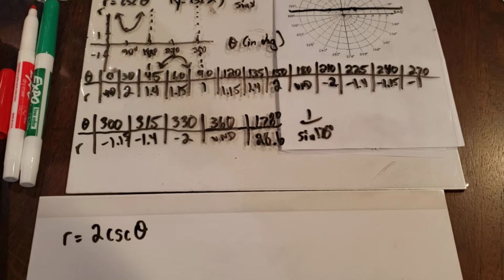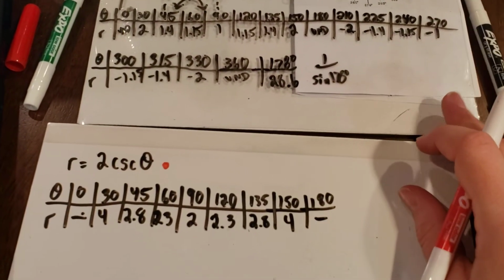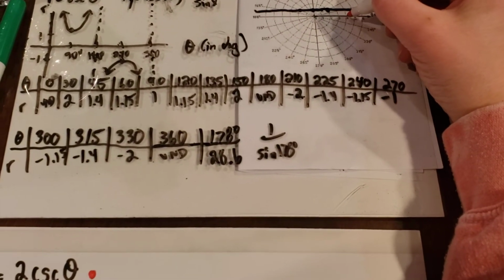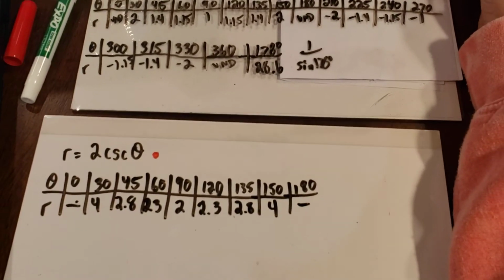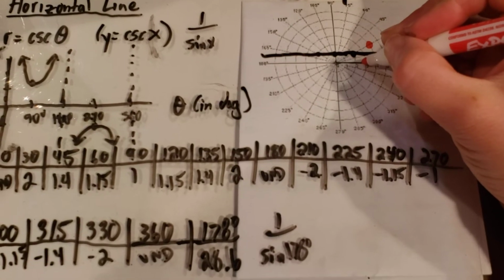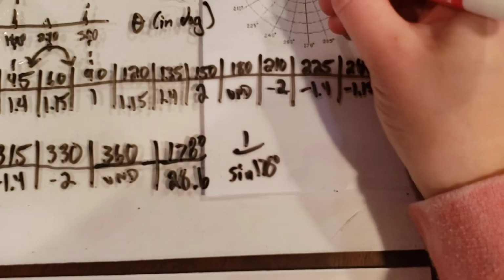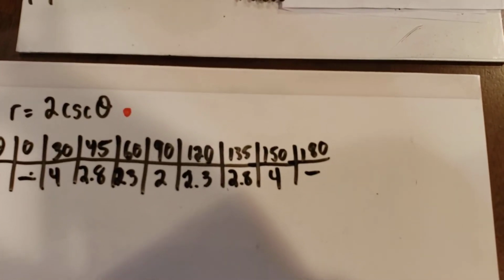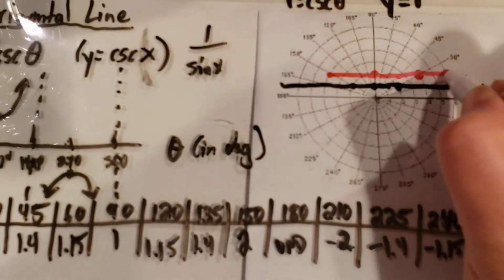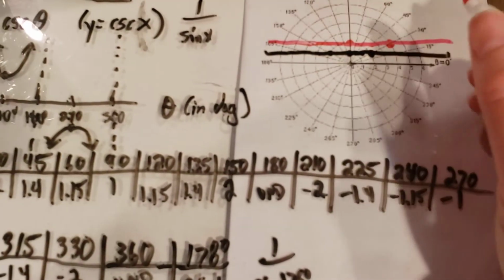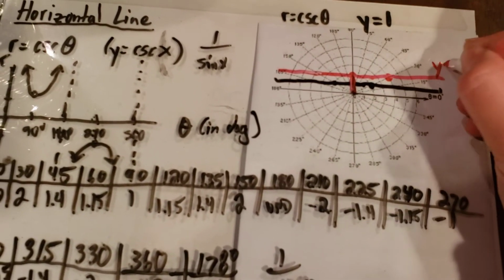Why don't we make from 0 to 180? So if we double those values that we had up here, I'm going to sketch this in red. We can see at 30 degrees, r is 4. 30 degrees puts us right here. Next point, 45 degrees, r is 2.8. 45 degrees, right about there. 90 degrees, r is 2. That puts us right here. 150 degrees, r is 4. We've got a horizontal line. And if we converted that to a rectangular equation, we know what it is because that right there is a distance of 2. Constant line, horizontal. This is y equals 2.